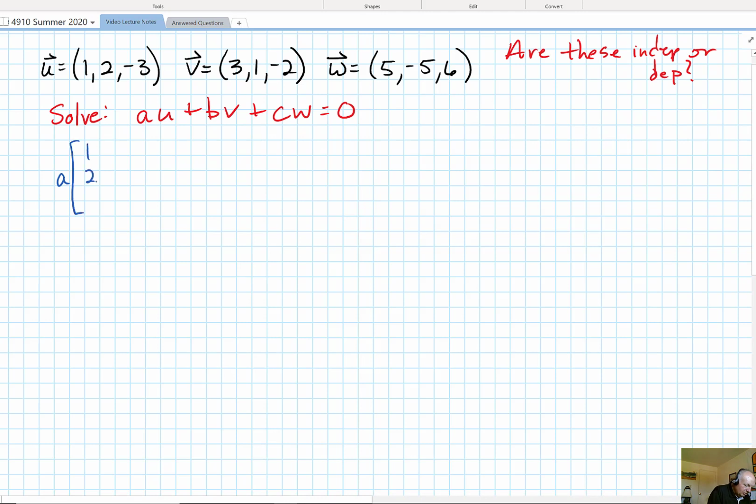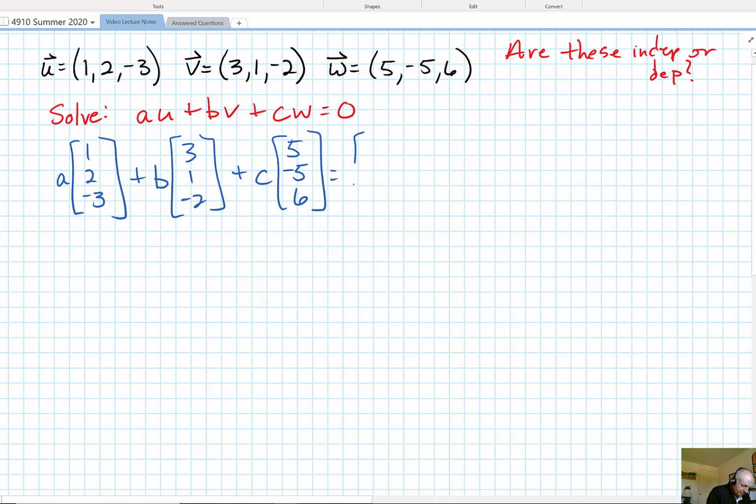So 1, 2, minus 3, representing U as a column, plus B times 3, 1, minus 2, plus C times 5, minus 5, 6, equals 0, 0, 0. And of course that leads us to this system. I'll continue to write it out for the next little bit just because I think it's important to see how we get where we get.